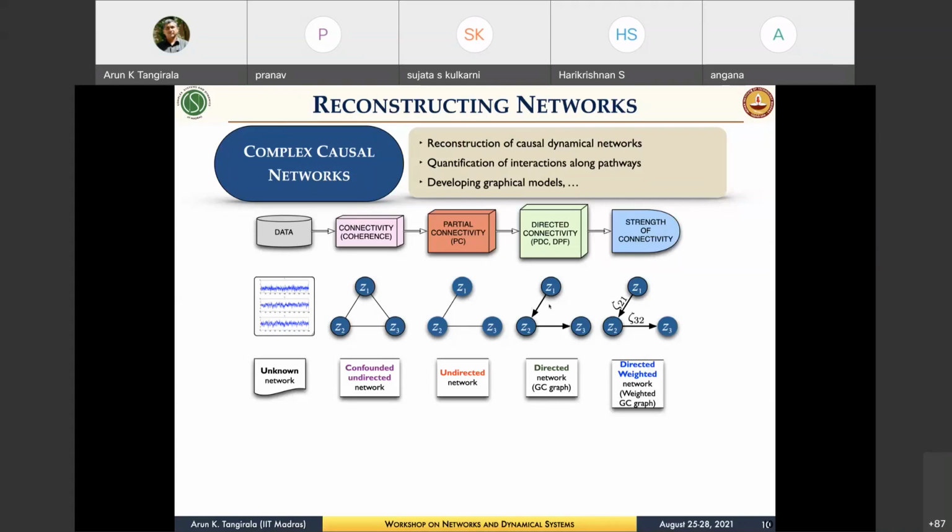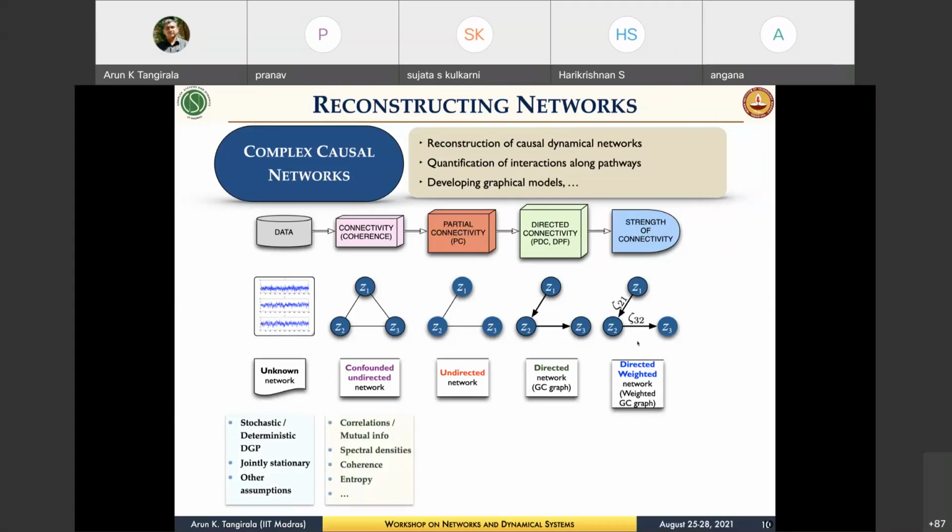The next layer of information is the directionality, where we have figured out not only whether it's direct or indirect, but also the directionality. We call this the directed network. GC stands for Granger causality, but that's only one type of directed network. And then the next layer is where I embed some information into the edge in the form of a strength, a weight or a dynamical system and so on. We call this a directed weighted network. Which network are you interested in? You want to figure that out early on, depending on the application you're looking at.